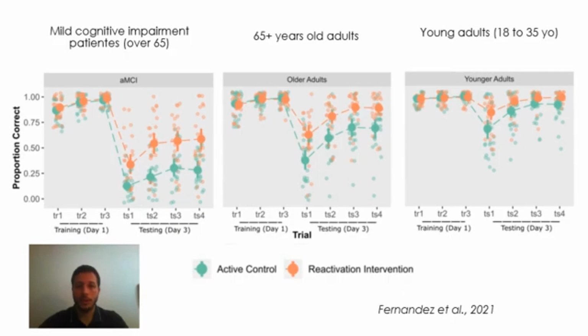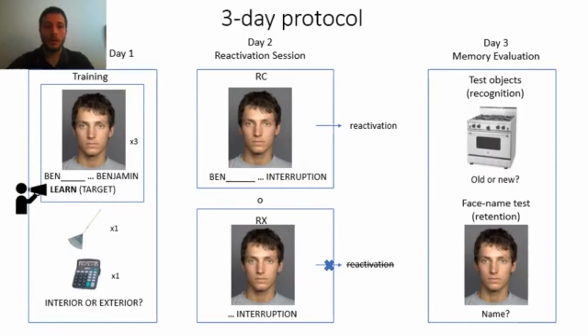To study this, we used a new version of a protocol that was used previously in our lab and that proved to strengthen target memories through reconsolidation. This experiment consisted of a 3-day protocol where the first day consisted of a training where the participants were shown 12 faces with a corresponding name, and they were instructed to learn these names.